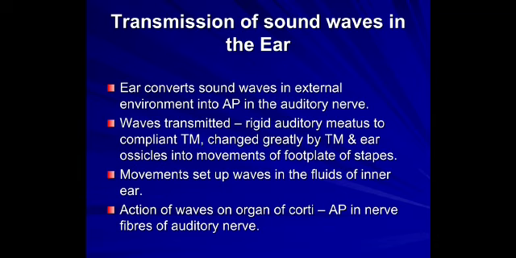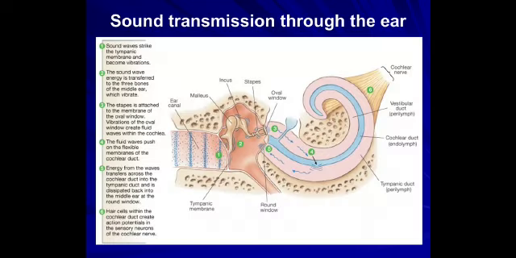The waves are transmitted through the rigid auditory meatus to the compliant tympanic membrane, where they change greatly, and the ear ossicles are set into motion. This results in movement of the footplate of the stapes, resulting in the conduction of the sound waves into the cochlear fluid, setting into vibration the basilar membrane. The movement sets up waves in the fluid of the inner ear. The action of waves on the organ of Corti results in action potentials in the nerve fibers of the auditory nerve.